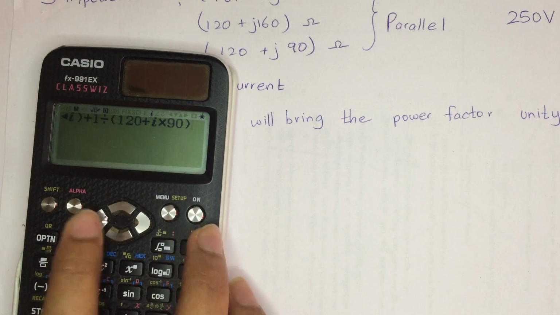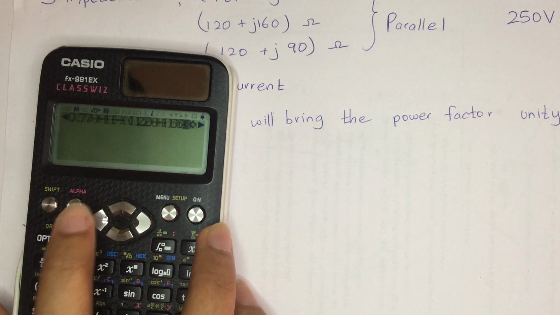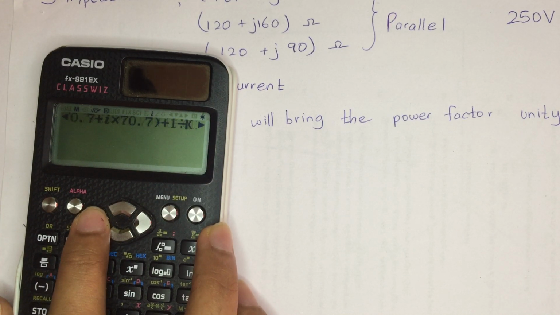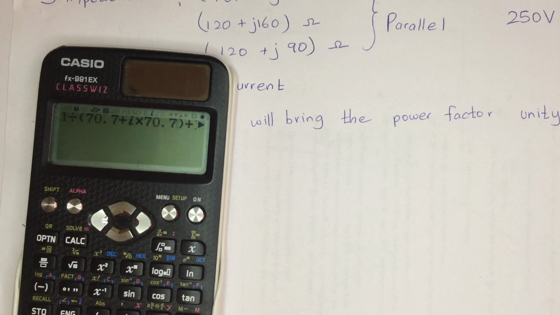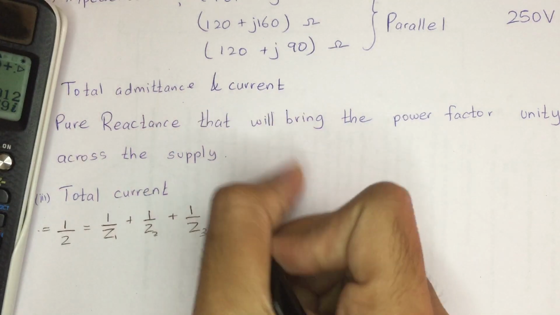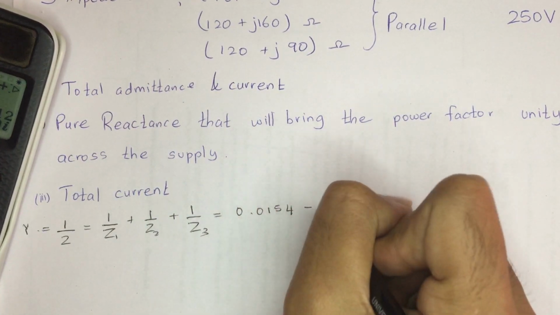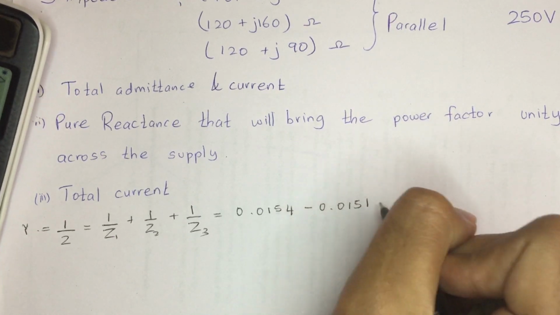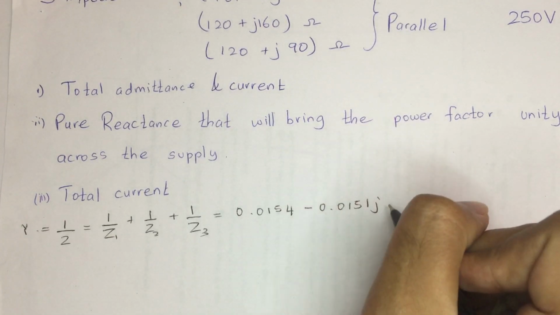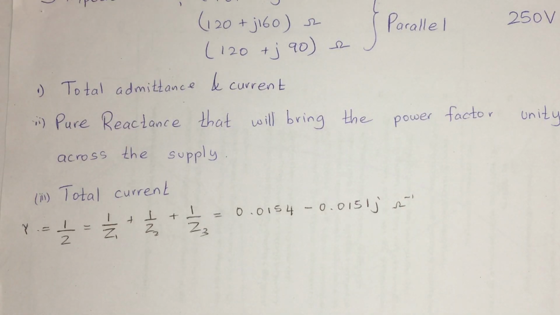Yes, so we can double check it again. I think these values are correct over here. Yes, let's see if the answer would be this one. So this is going to be the admittance, 0.0154 minus 0.0151 j. Okay, this is the admittance. You can write it like ohm to the power minus 1. So that's the answer for the first question.